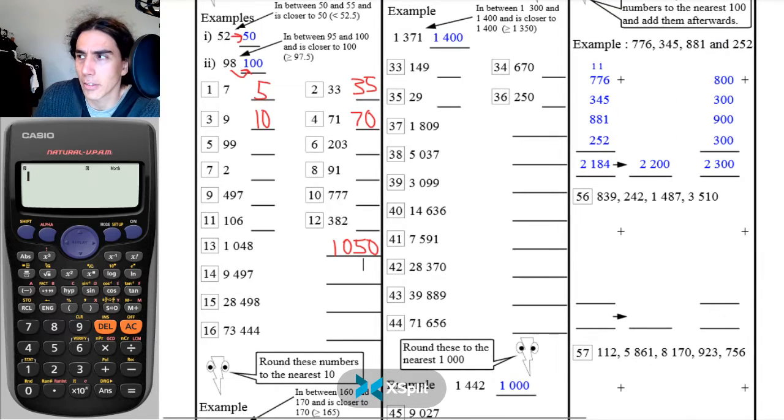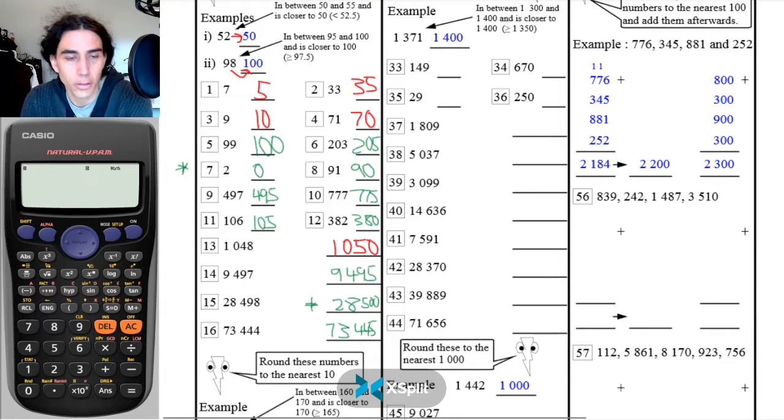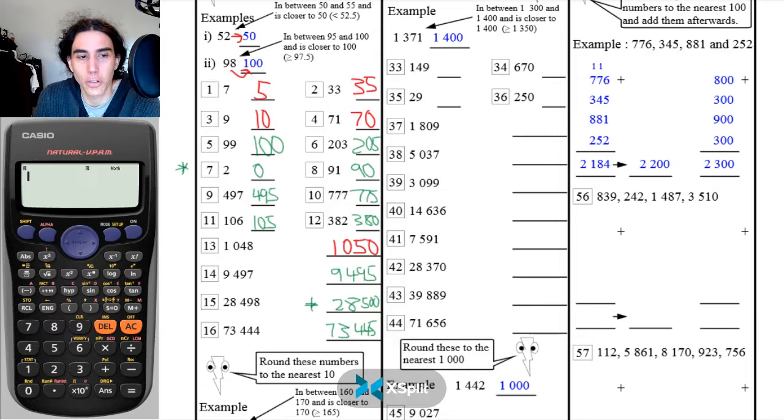Whoever's playing this video, please pause it now because the answers are going to appear in 3, 2, 1. And here are the first lot of answers. Notice that number 7, the 2, when you round that to the nearest 5, actually drops down to 0.